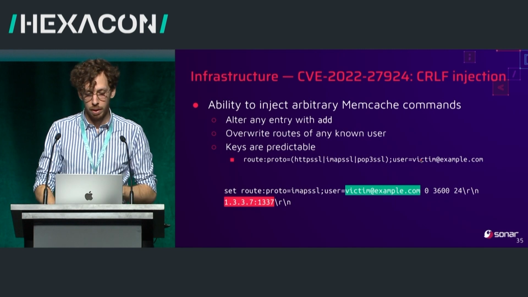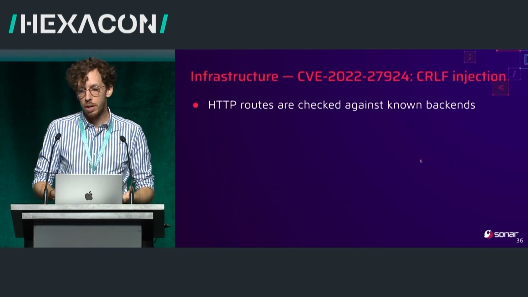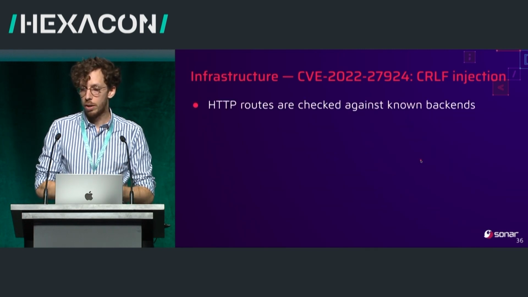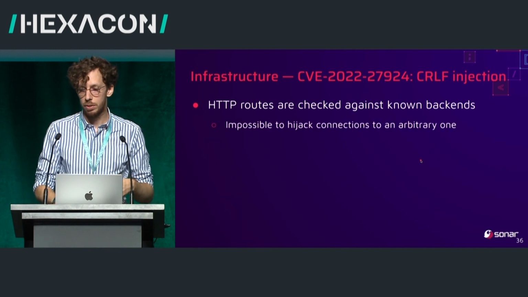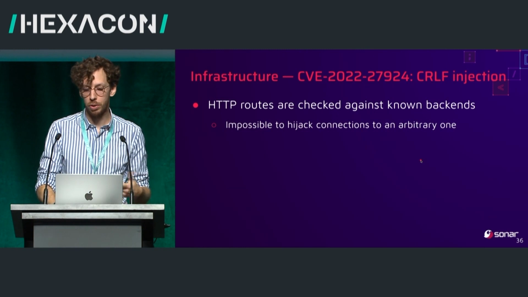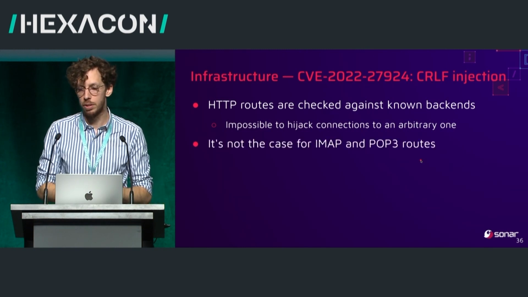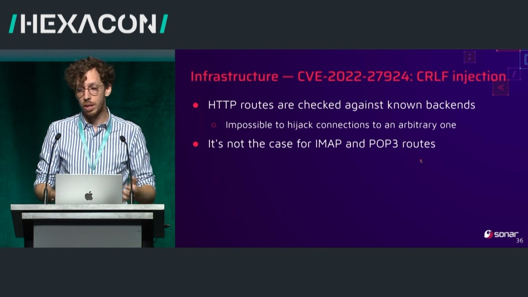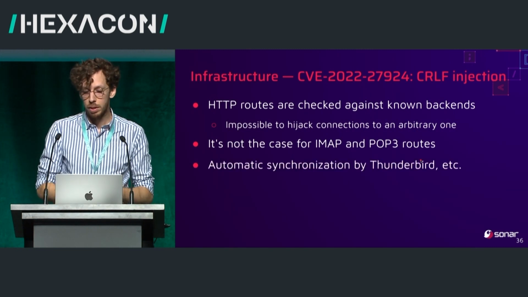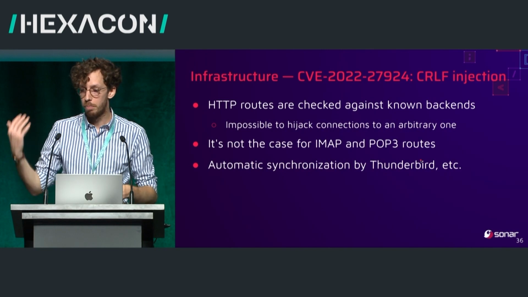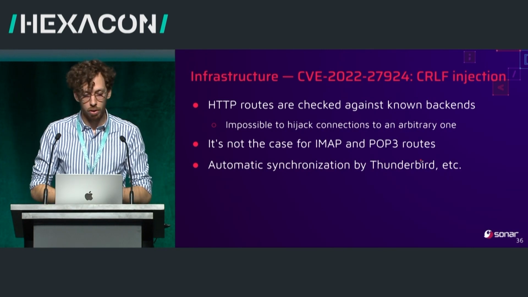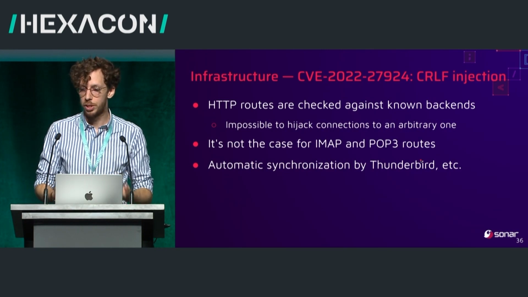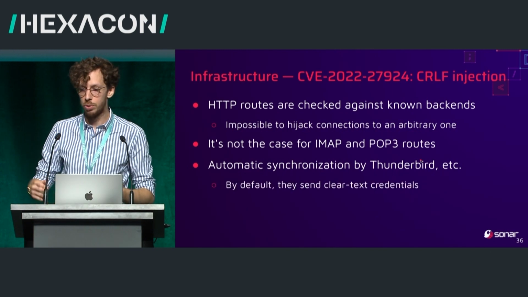And unfortunately, all the HTTP routes, like all the HTTP destinations, are checked against a known backend list. So it's impossible to attack HTTP or HTTPS connections to arbitrary servers. But for some reason, which I don't know why, it's not the case for IMAP and POP3. So that means that every single time your mail clients like Thunderbird or online stuff try to fetch emails, they will come back to the attacker's server.